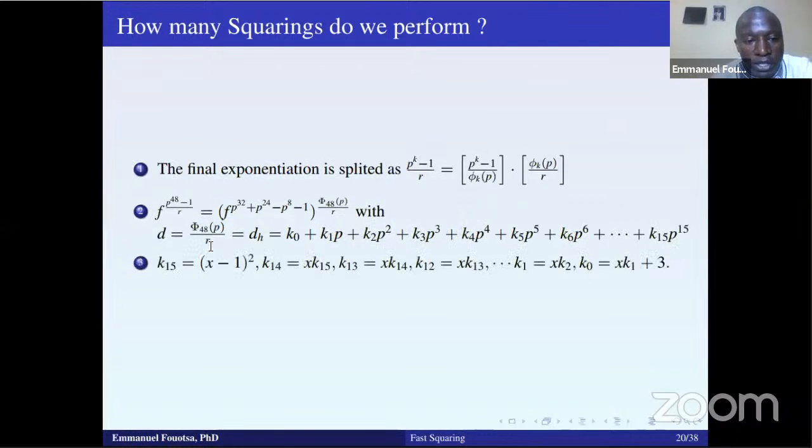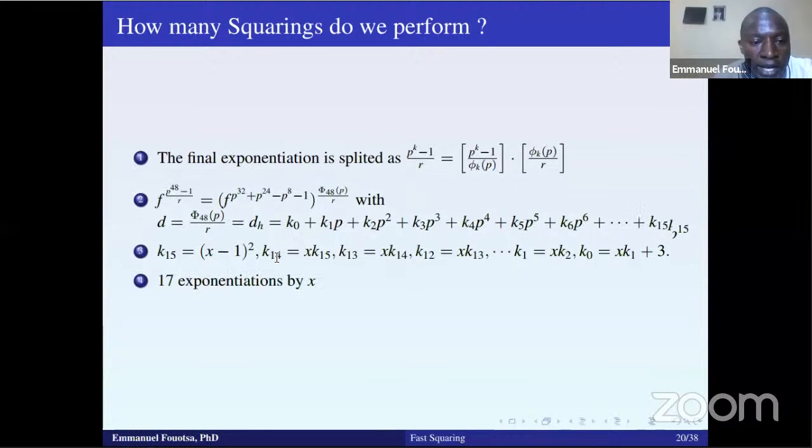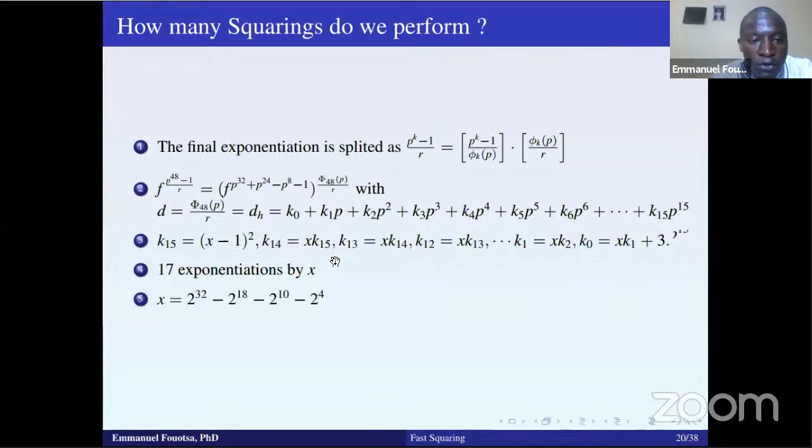And so to do it, we take this part of the exponent and write it to the base p, and we obtain this decomposition where the ki's are given by these relations. So if you raise this to power d, then the number of exponentiations by x is exactly 17, because you first raise it to power k0, then to power k1, and so on up to power k15. The number of exponentiations is exactly 17.